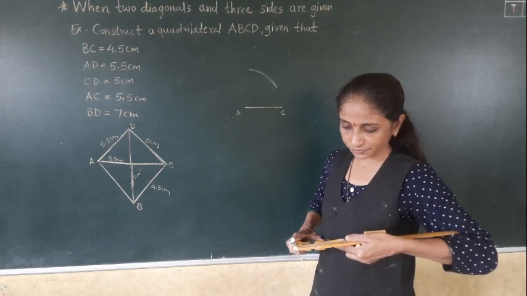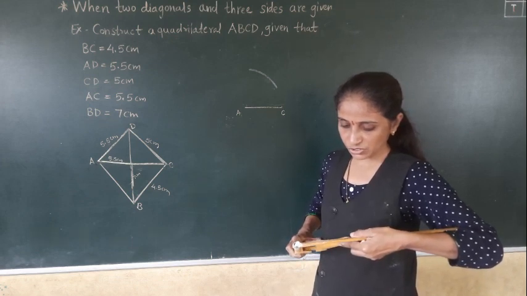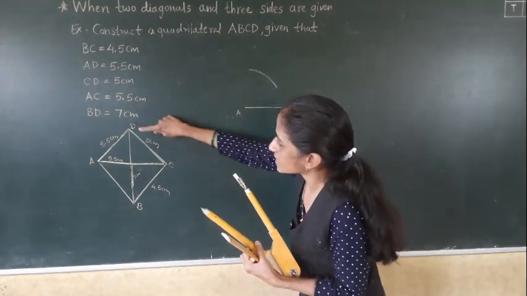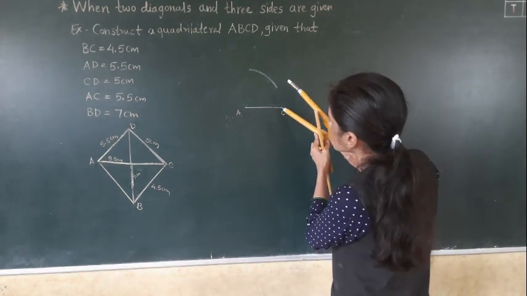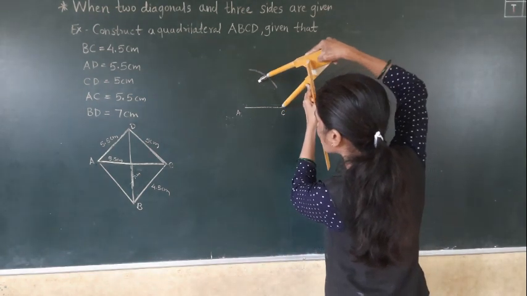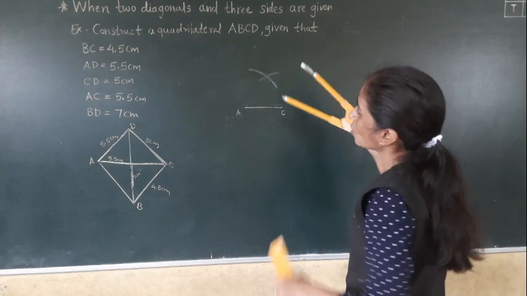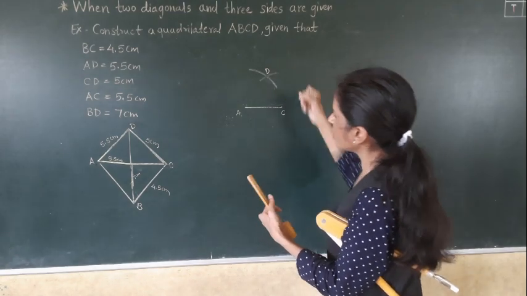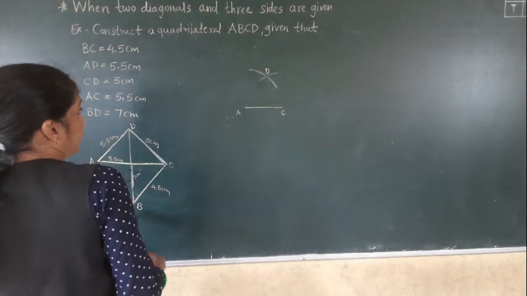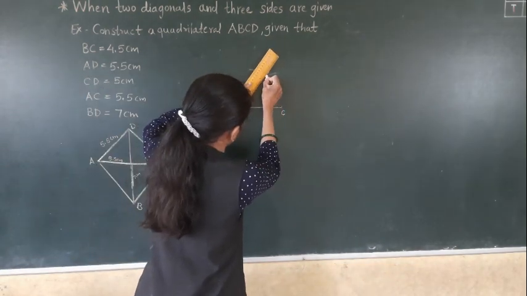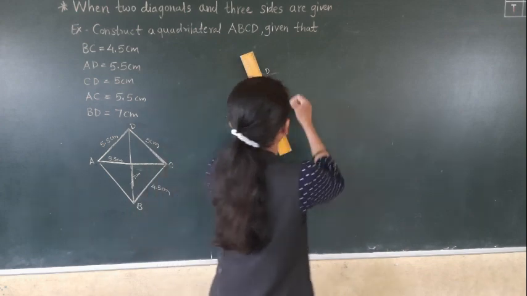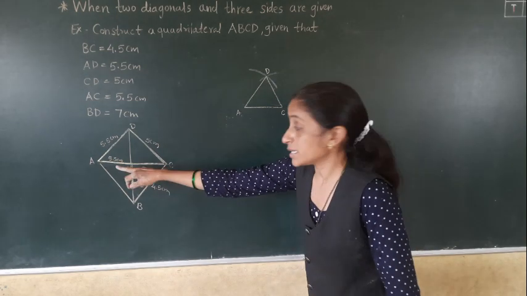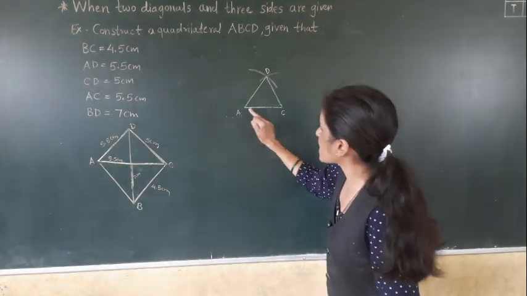Take 5 centimeter measurement in your compass. It intersects here at point D. So now join AD and CD. Okay, so what did we get? See now what we got? This triangle, ACD.